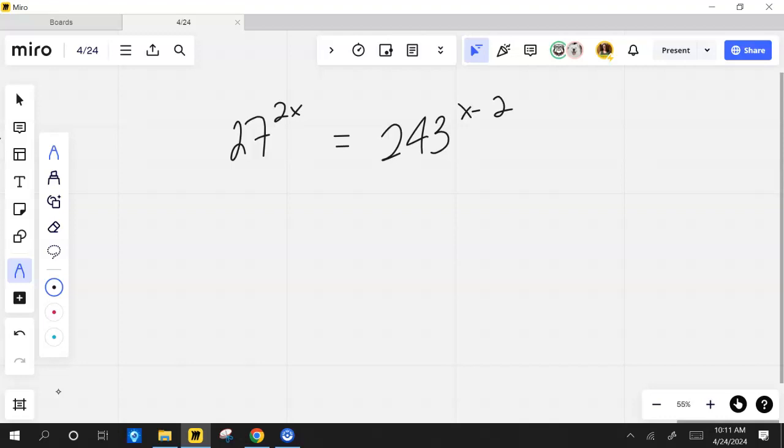Tell me what you did. What's your base? What do you think your base is? What'd you say? 3 is the base. 3 to the what is 27? And I still got a 2x there. 3 to the what is 243?